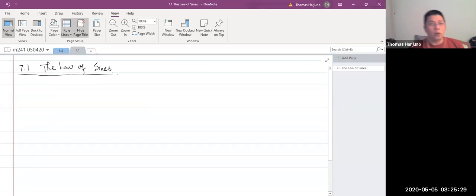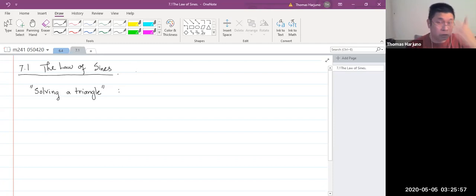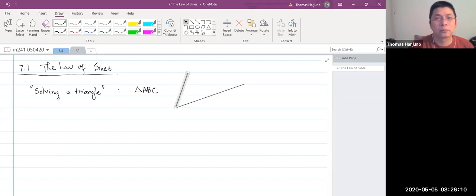Okay, now before I explain the law of sine, derive the formula, I would like to define a terminology first. The term solving a triangle. What it means. Now, a triangle consists of 6 parts. Okay, let's say we have triangle ABC. Say this is A, this is B, this is C.